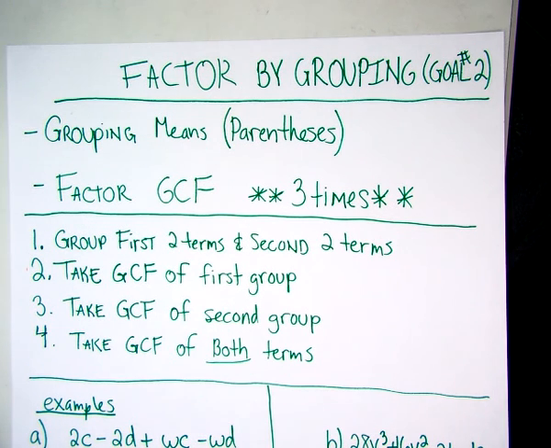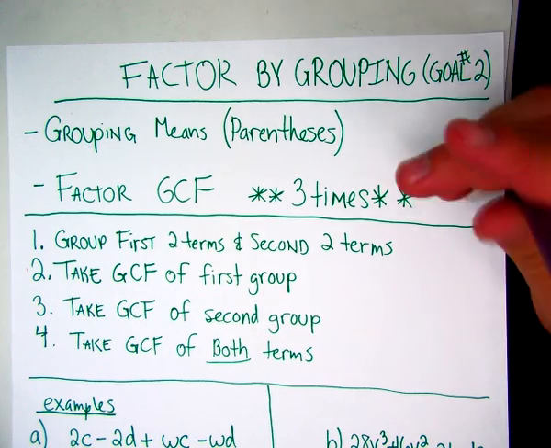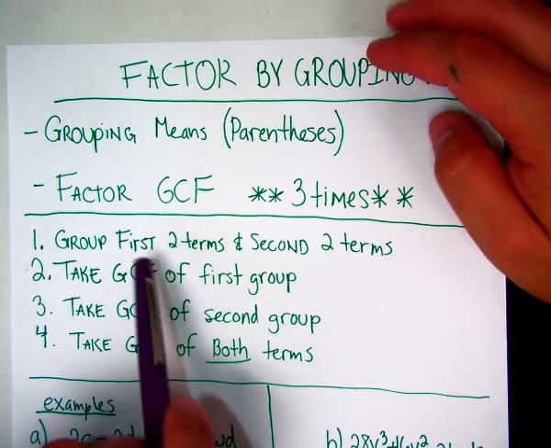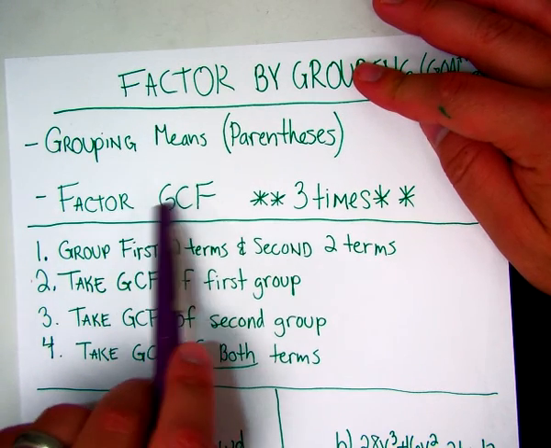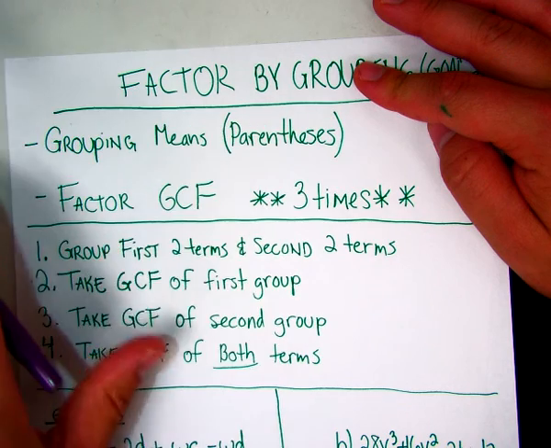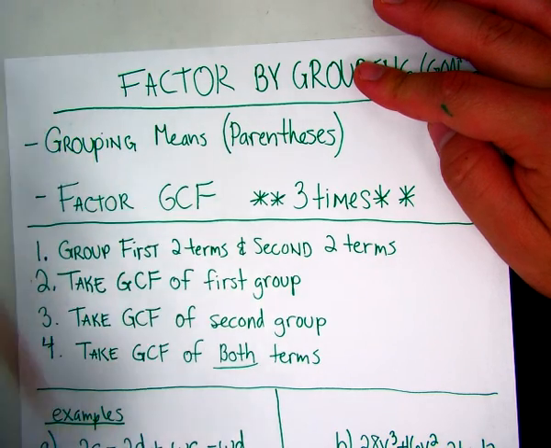Welcome back, everybody. Here's goal number 2. In this goal, we're talking about factoring by grouping. Now, grouping, the definition of grouping means that we have parentheses involved in the problem. The process for this means that we're going to be doing factoring by GCF 3 separate times. So like we just did in the first section, you're going to be taking out the GCF 3 separate times.